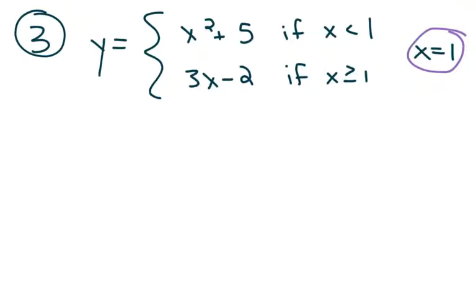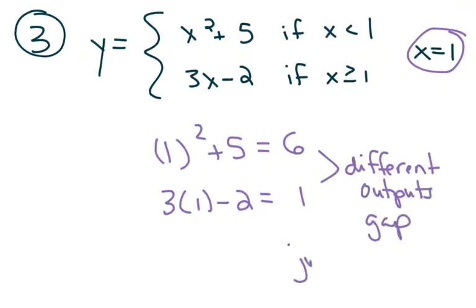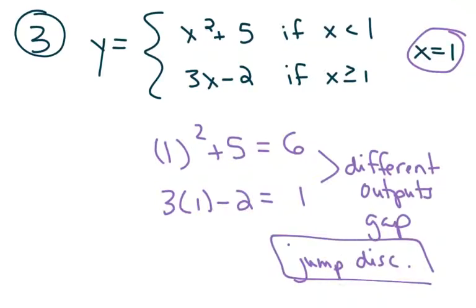Otherwise, you can also graph it in the calculator and see if you see a gap in the graph. A gap in the graph is going to be a discontinuity. But I'm going to show you how to do this algebraically. So 1 squared plus 5 is going to be 6. In the second equation, 3 times 1 minus 2 is going to be 1. Since they have different outputs, different y values, there's going to be a gap in the graph, and therefore there is a jump discontinuity.